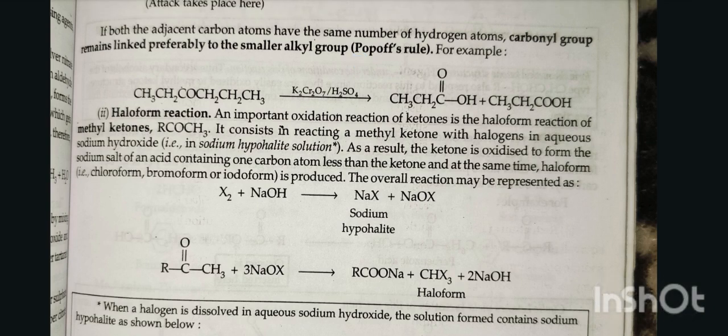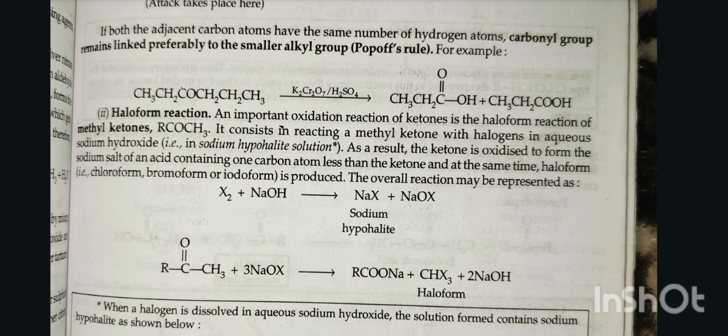If both of the adjacent carbons have the same number of hydrogen atoms, the carbonyl group remains linked preferably to the smaller alkyl group. This is Popoff's rule. For example, CH3CH2COCH2CH2CH3 gives CH3CH2COOH plus CH3CH2COOH.